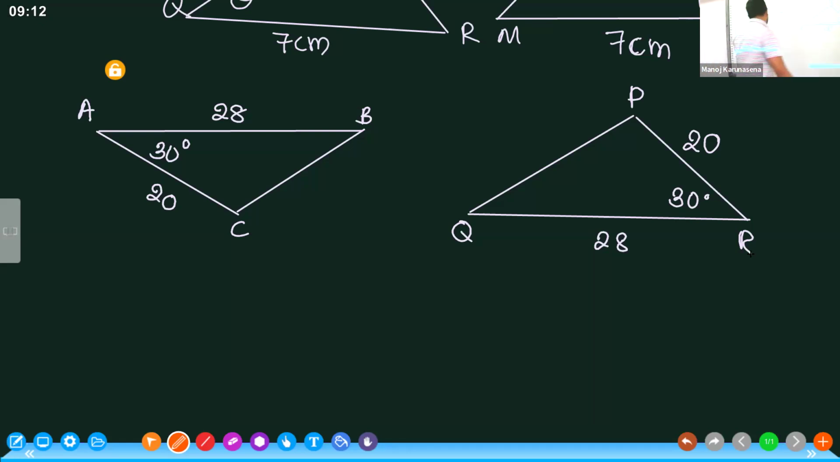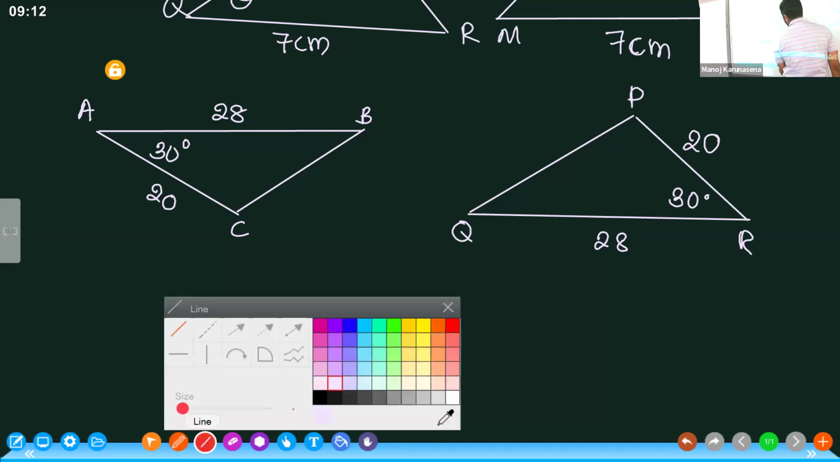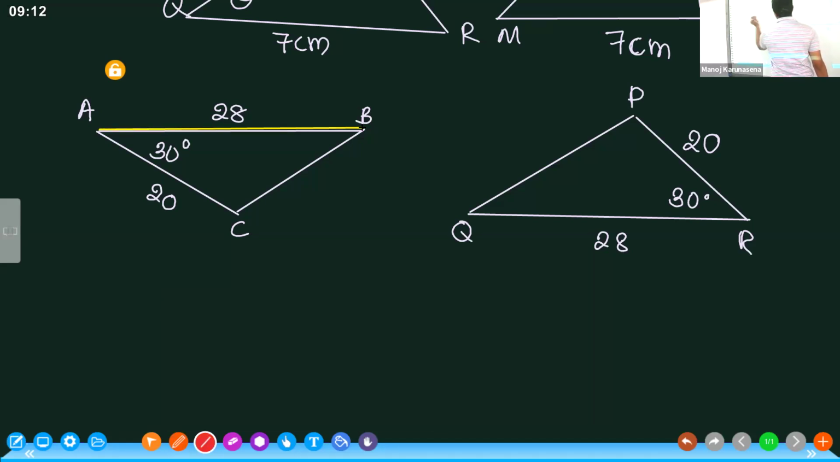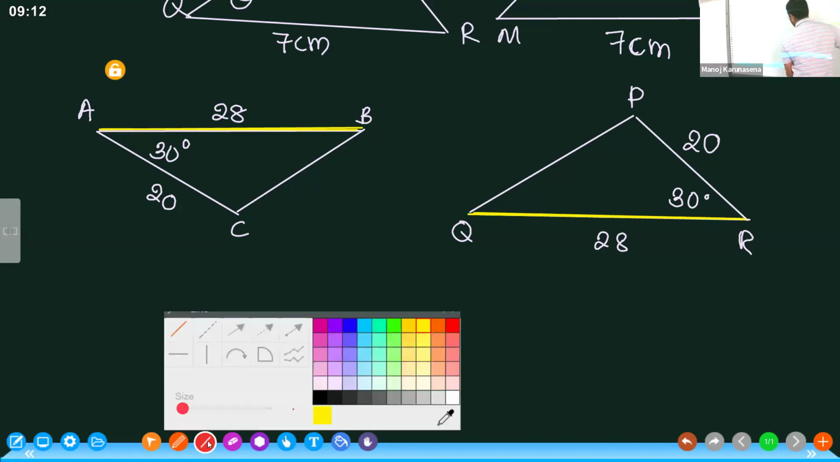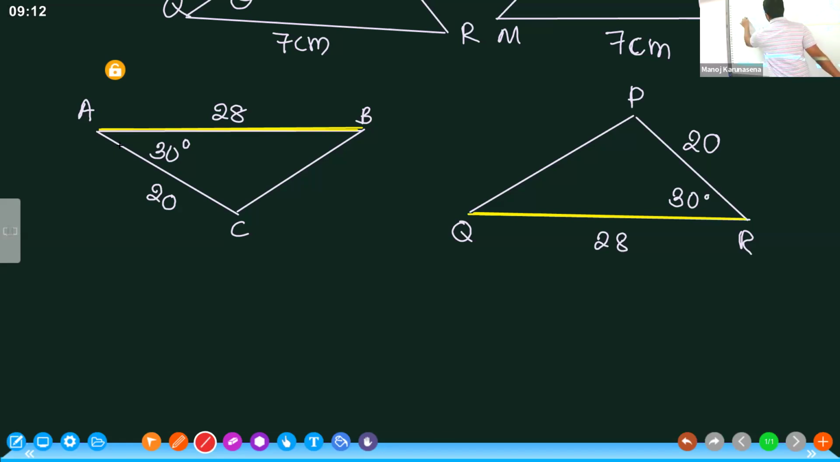Now when it comes to these two triangles, the AB side got equal to which? QR side. AB and QR were equal to one another. And then AC got equal to what? PR.